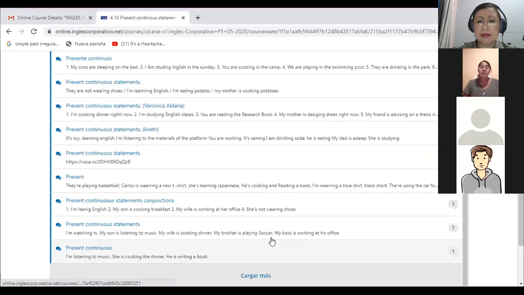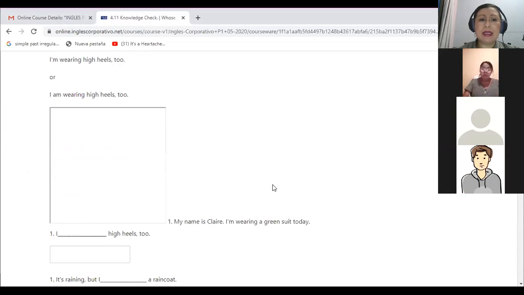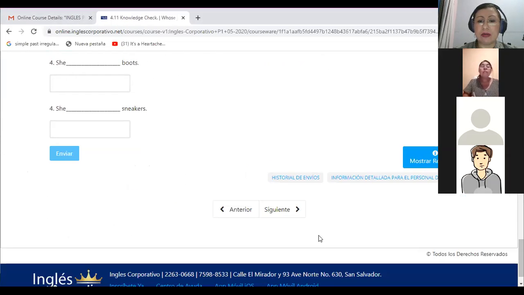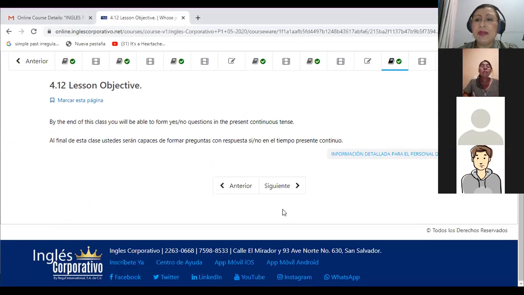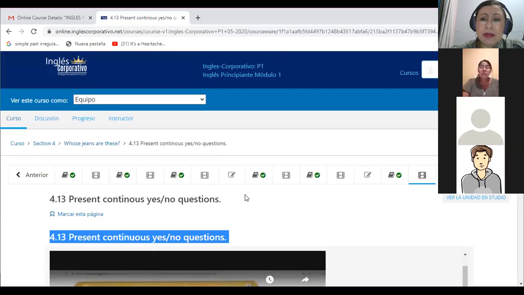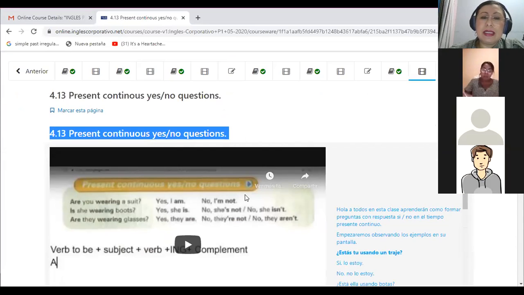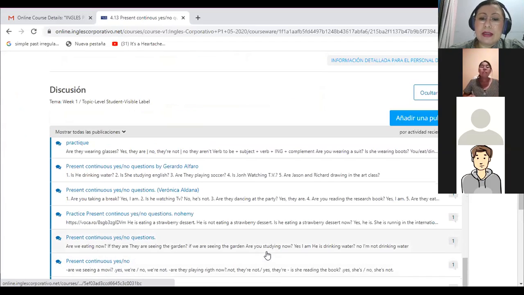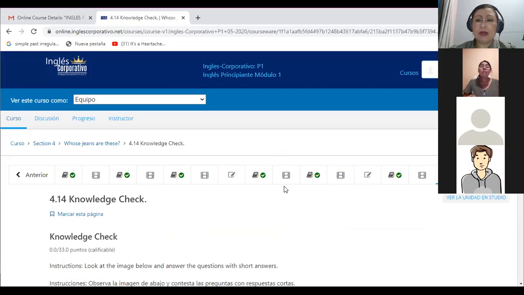And basically, we are going to complete the whole fourth section. Vamos a cubrir todo lo que sería la sección 4, including the 4.12 lesson objective that says by the end of this class, you will be able to form yes, no questions in the present continuous tense. So this is going to be the second part of the class. For the second part of the class, you have the 4.13, present continuous yes, no questions, which is in the video here. So you can go and watch many, many times until you get related with the content in addition to the information that I will provide in the presentation.